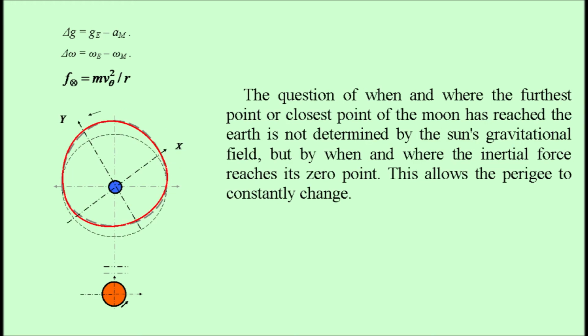The question of when and where the furthest point or closest point of the Moon has reached the Earth is not determined by the Sun's gravitational field, but by when and where the inertial force reaches its 0 point. This allows the perigee to constantly change.